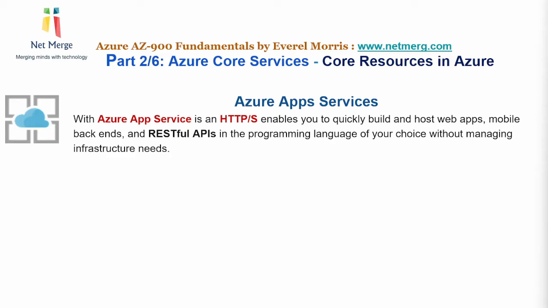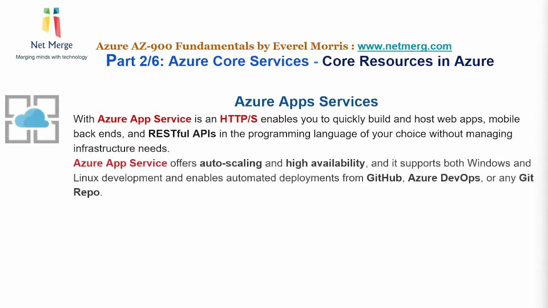Now, with Azure App Service, you're running this at the web browser level, HTTP, OSI layer 7. It enables you to quickly build and host applications, mobile backends, and RESTful APIs in a programming language of your choice without managing the infrastructure behind it. So again, it's another form of serverless computing. Azure App Service offers auto scaling and high availability, and it supports both Windows and Linux development and enables automated deployment from GitHub.